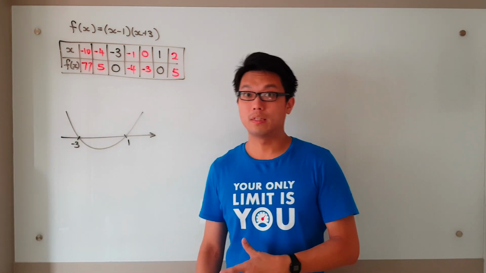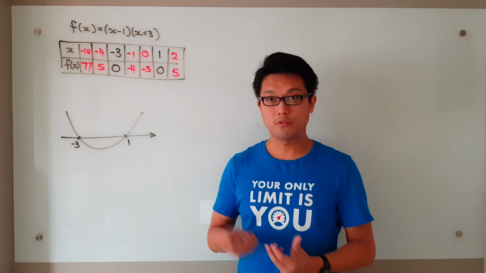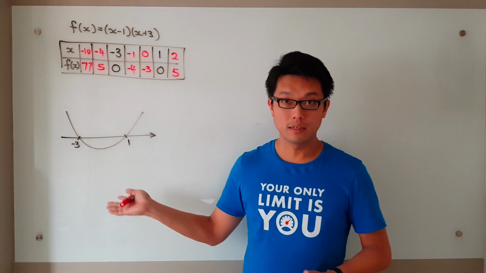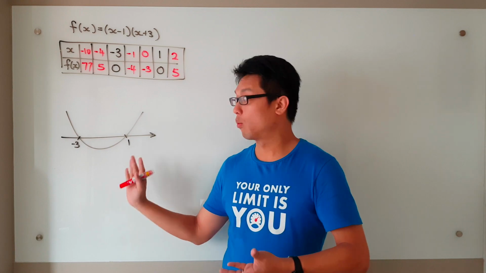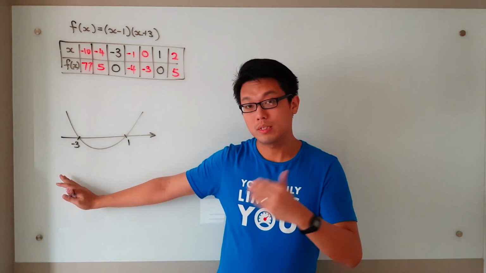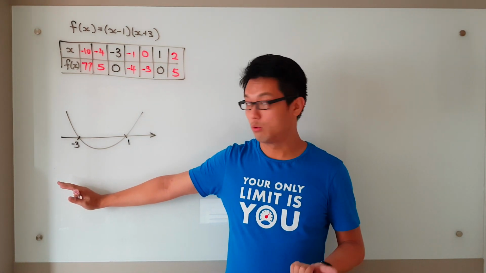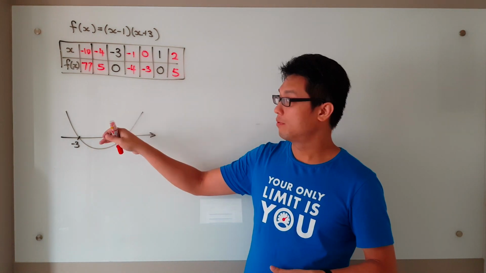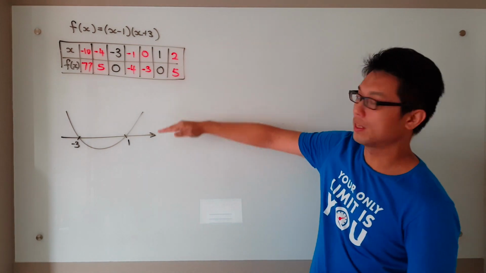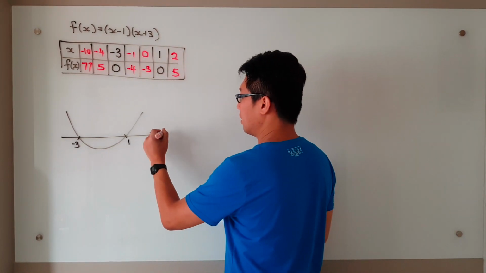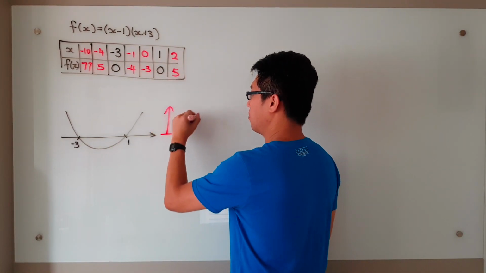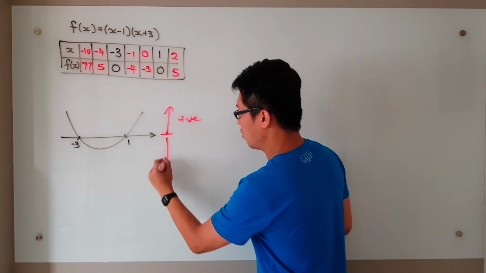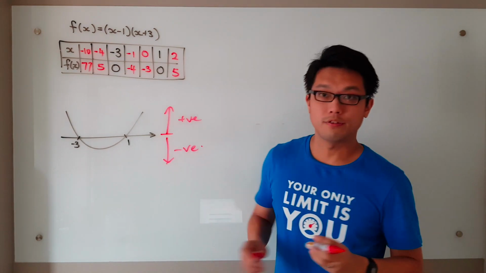So earlier on, we've seen a quick sketch of the quadratic graph of f(x). It gives us something like this, whereby the x-intercepts are 1 and negative 3. Now, if we were to sub in any x value larger than 1, the graph will be on the positive side of the x-axis. Anything above here is positive, anything below here is negative.